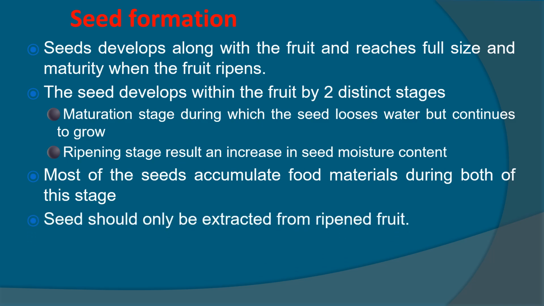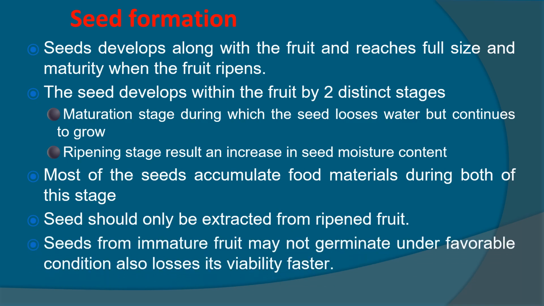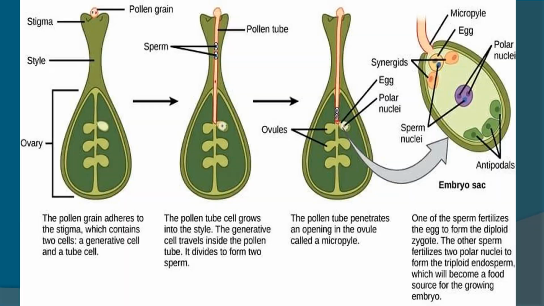Seeds should only be extracted from ripened fruit. Seeds from immature fruit may not germinate under favorable conditions and also lose their viability faster.